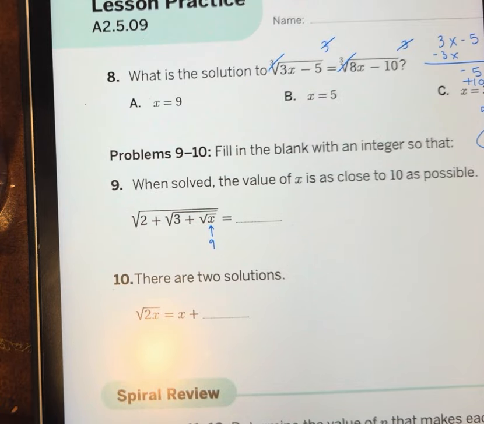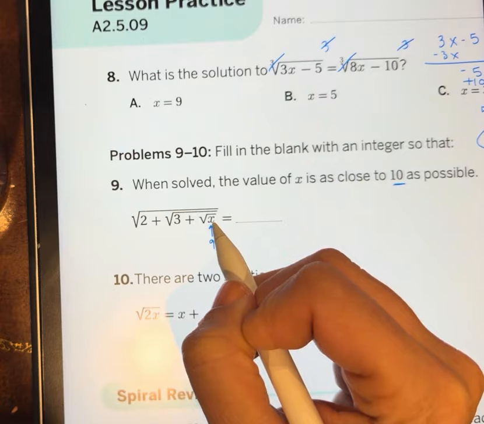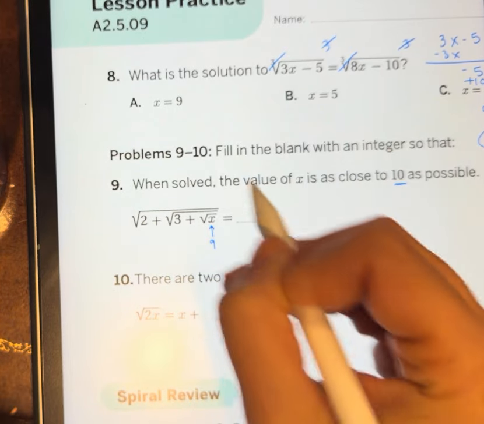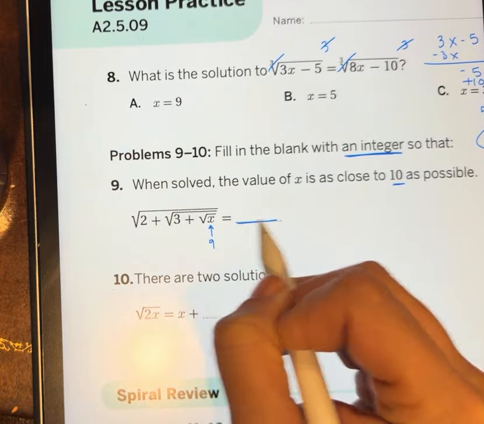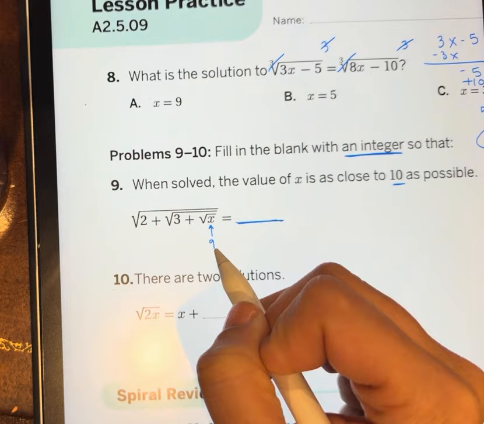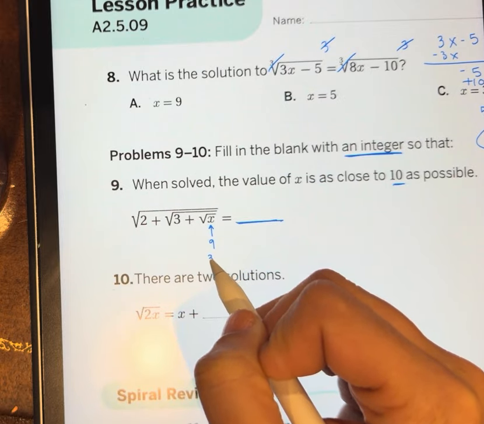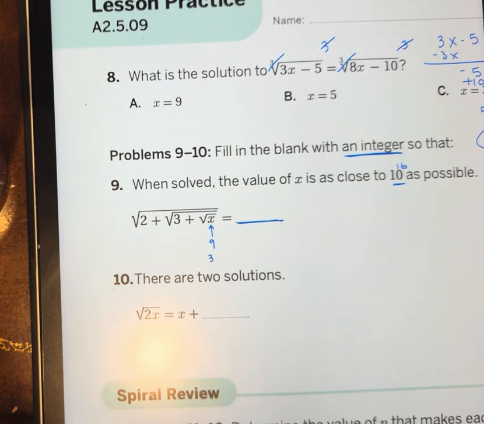The reason that I'm going to do that is because the square root of 10 isn't going to yield an integer here. They want it to equal an integer. The closest number to 10 that will give me an integer is 9, because the square root of 9 is 3. All right? The next one up is 16. That's not close.